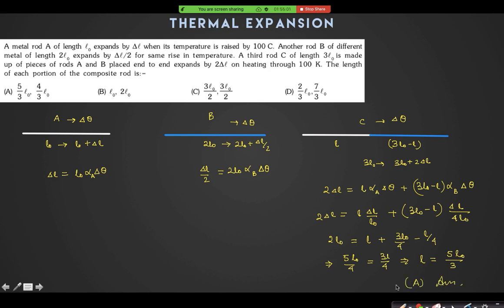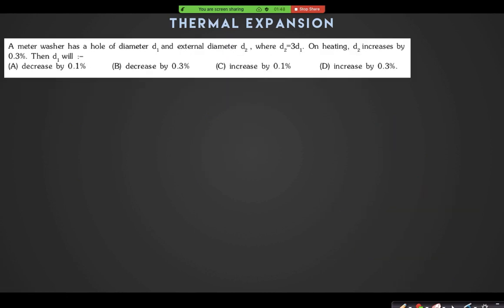So please go. This question says a meter washer has a hole of diameter D1 and external diameter D2, where D2 is equal to 3D1. On heating, D2 increases by 0.3%. So percentage increase in D2 is 0.3. What will be the percentage increase in D1?